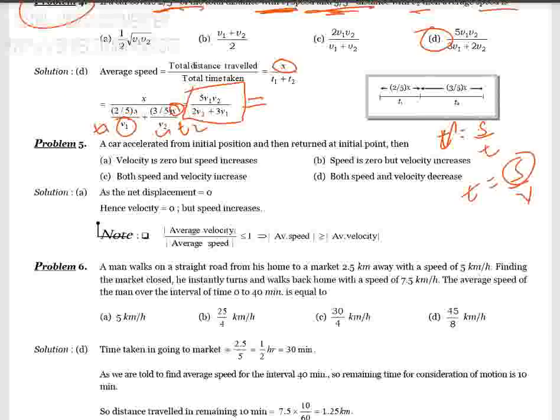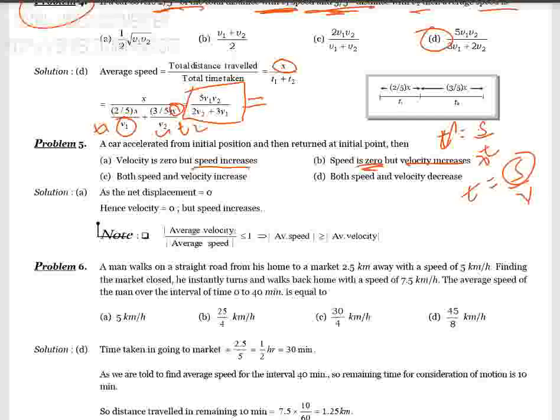Let us add one question. A car accelerates from its initial position and then returns to its initial position. Then the velocity of the car is 0, but the speed is increased. The speed is 0, but the velocity is what? Increase. Here you must use the knowledge of distance and displacement, but this one is not right because the speed is not 0. When the car moves forward and backward, the displacement is large, the distance is large, therefore it is not 0.